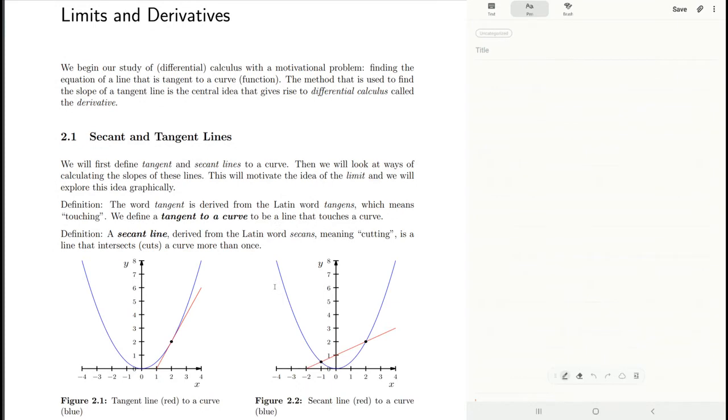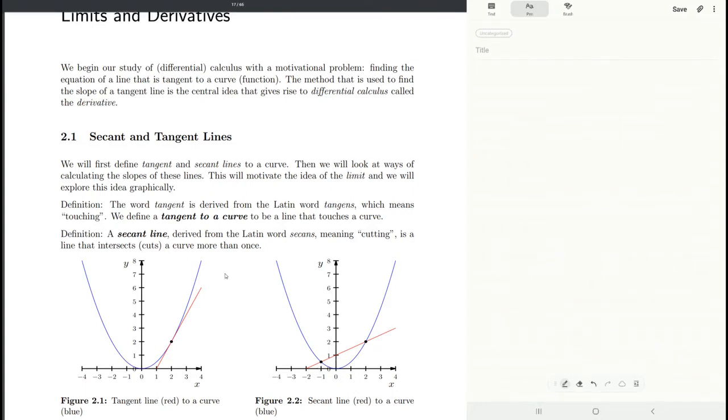So here is an illustration of a tangent line and a secant line. So here we have the blue curve and the red line. Now the red line is tangent to this curve because it only touches the curve at a single point. Now over on the right, we have the same blue curve, but now we have a secant line because the secant line touches the curve at more than one point.